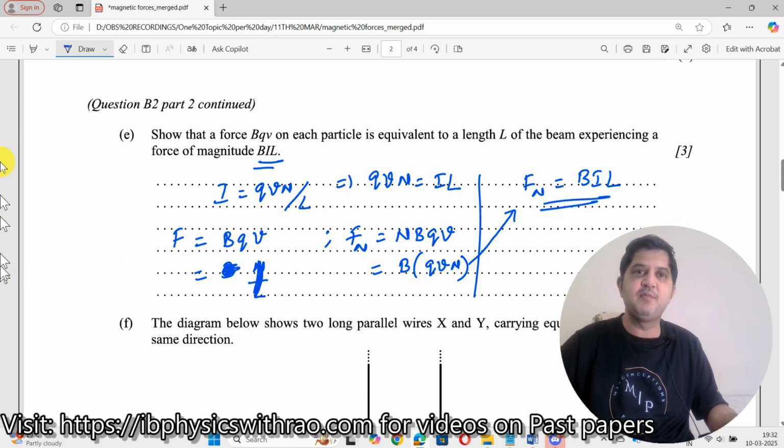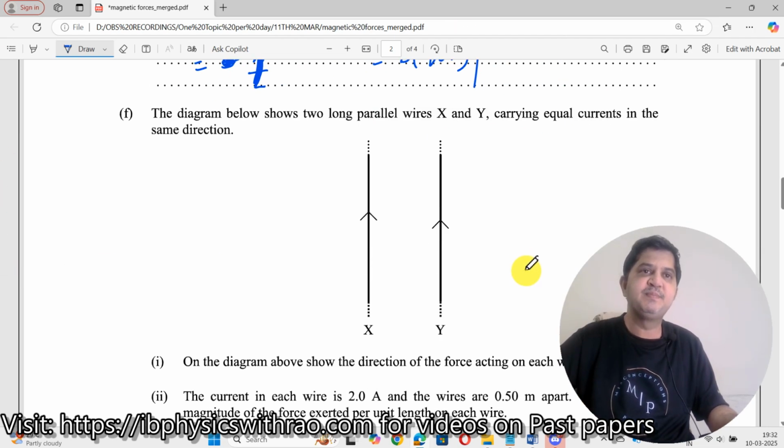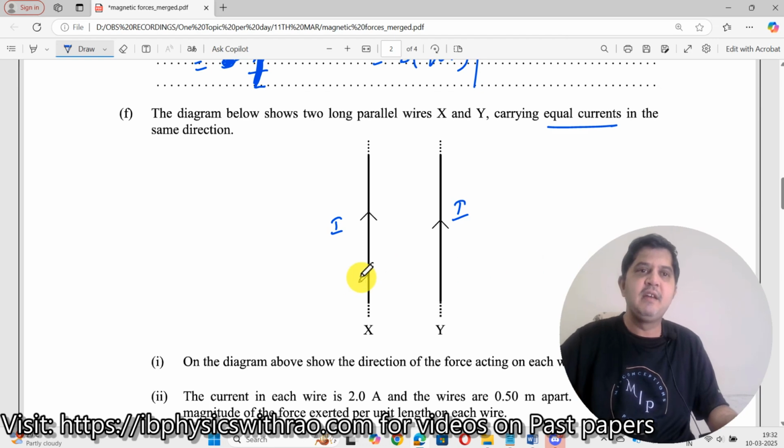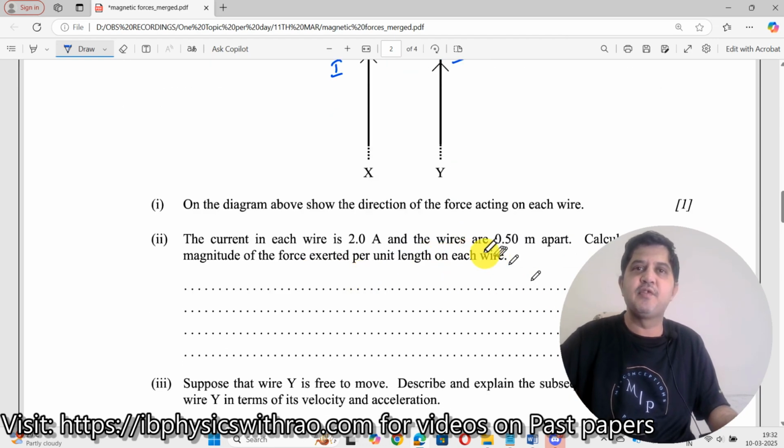Okay, now let us move on to the next one. The diagram shows two parallel wires X and Y carrying equal currents in the same direction. Okay, it's been given over here. Let the current be I. It says equal currents, so I'll put Ix equal to Iy equal to I. On the diagram, show the direction of the force acting on each wire.